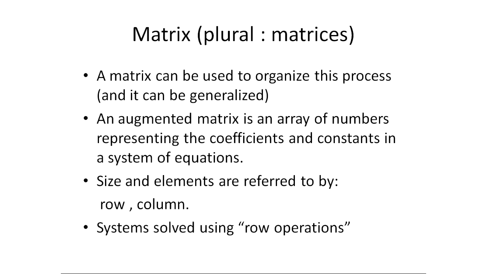If you think about it, when we're solving a system, we don't really care about the individual variables. We actually only care about the coefficients, the numbers in front of the variables. So a matrix organizes this. Another way to view a matrix is simply as an array of numbers, but in our case, it's going to represent those coefficients. And an augmented matrix will represent not only the coefficients, but the constants on the right-hand side of the equation. We can refer to elements.